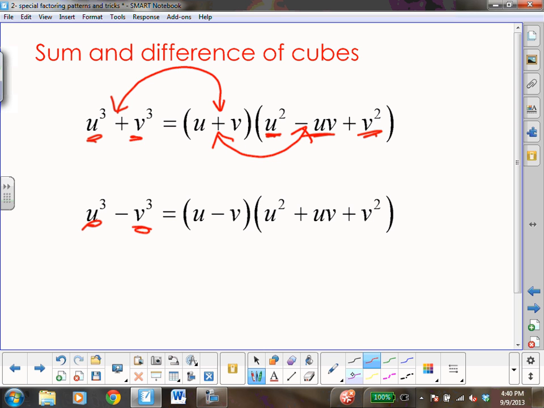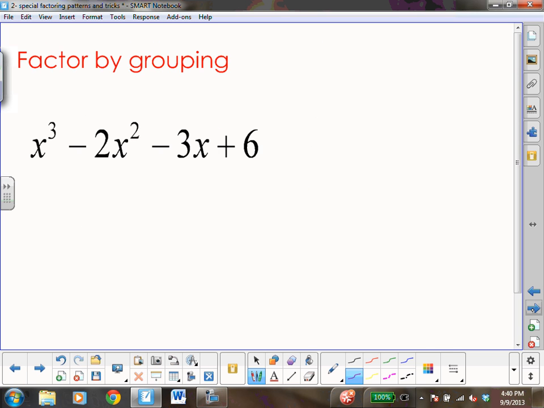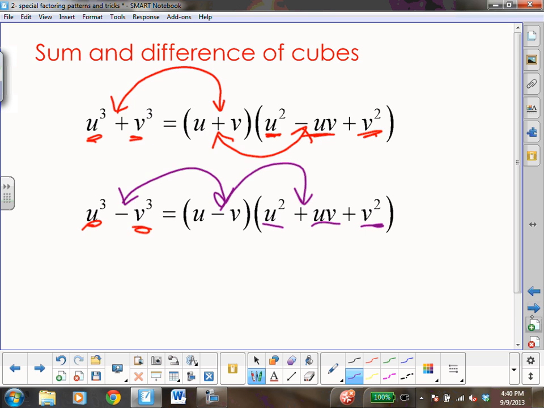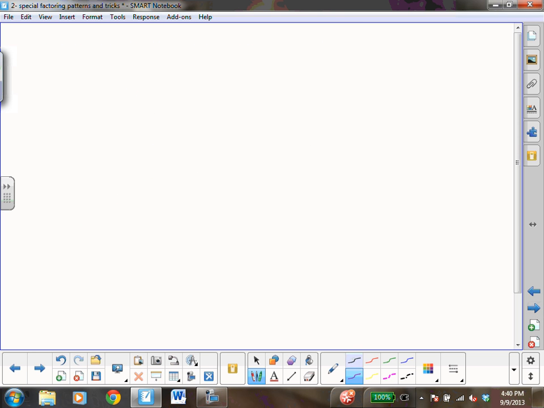The pattern follows the same with the difference of cubes. Notice the subtraction here and the subtraction here are the same. We subtract the terms. We square the first term, multiply the two terms, and square the last term. And those two signs are opposite. So let's do an example with this.